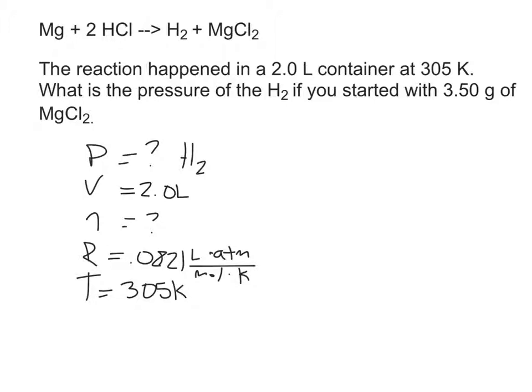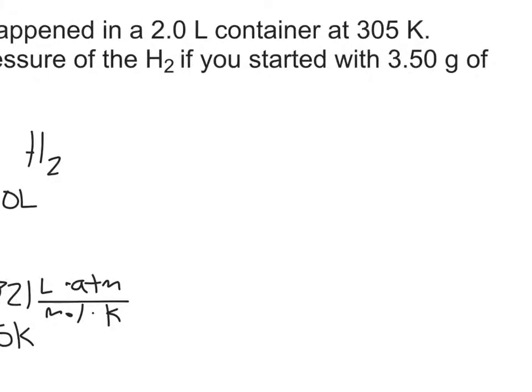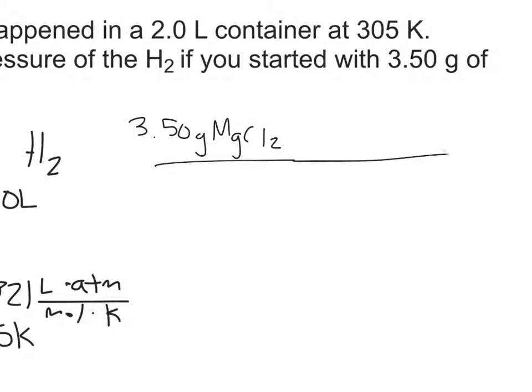Another indication that I'm going to do stoichiometry first is that I'm given a mass in the problem of 3.50 grams of MgCl2. That would indicate to me that I need to do stoichiometry first, solve for moles of H2, then plug the moles in here and solve for P, only once I've done the stoichiometry first. So I'm going to zoom in right here, and I'm going to do the stoichiometry starting with the 3.50 grams of MgCl2. This is a mass to mole stoichiometry problem.